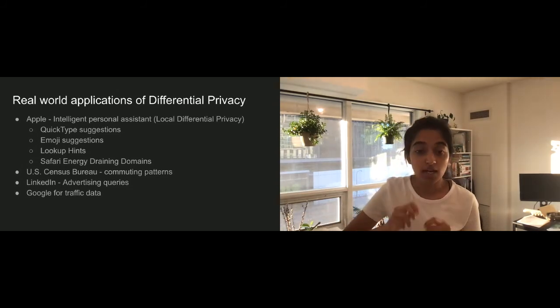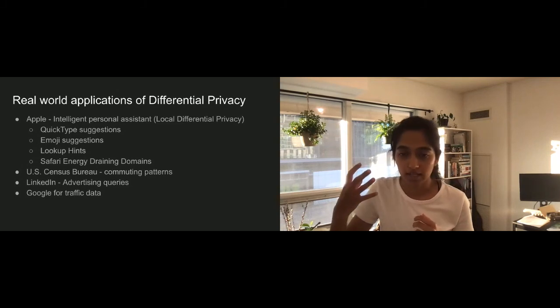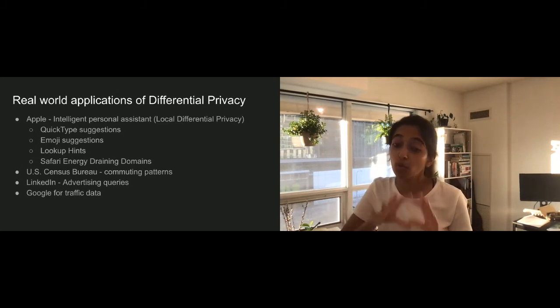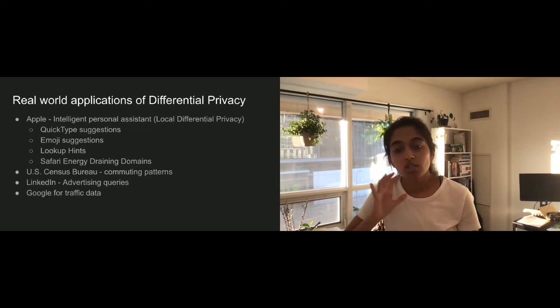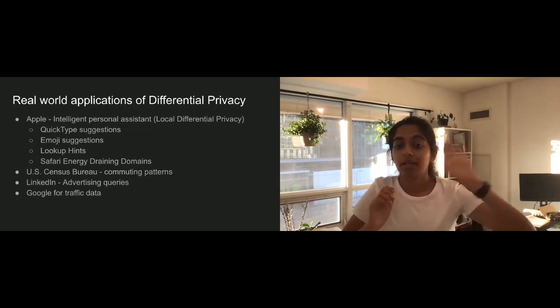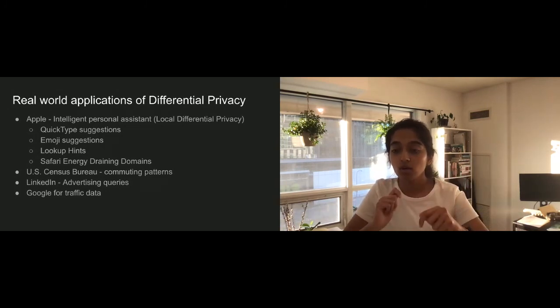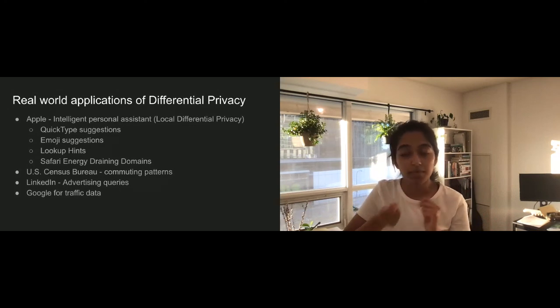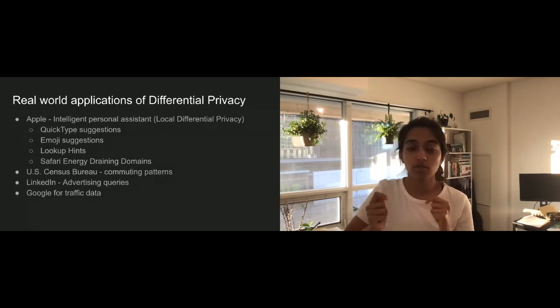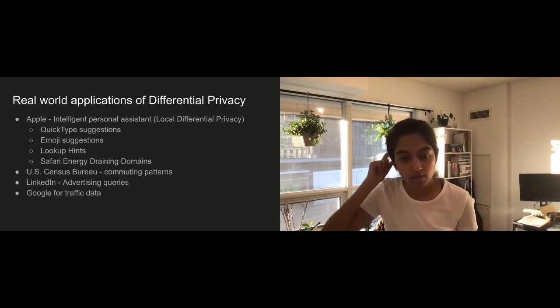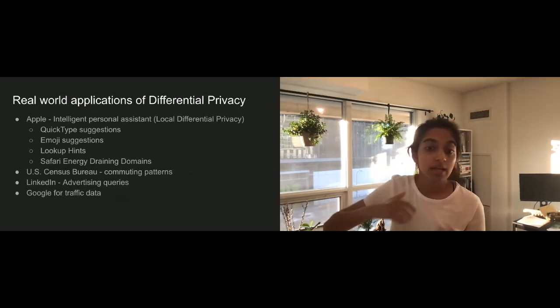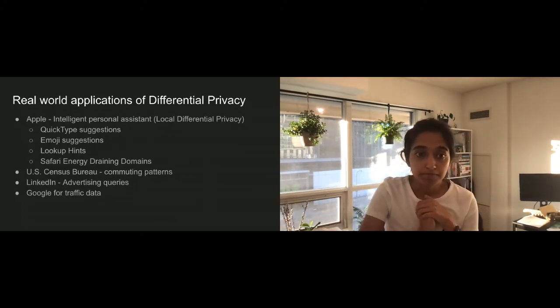It means that anytime you type something, they want to be able to learn from that, but they want to protect your privacy. So they add local differential privacy and then send back the data, so that even though they can give you suggestions for what to type next, what emojis you want to use, or what things you want to look up based on your previous history, your privacy is still protected.